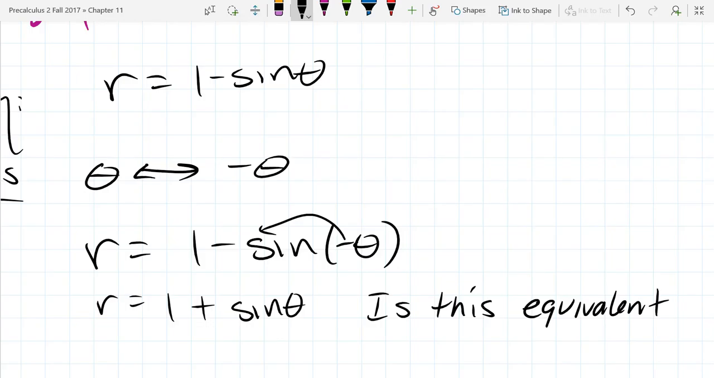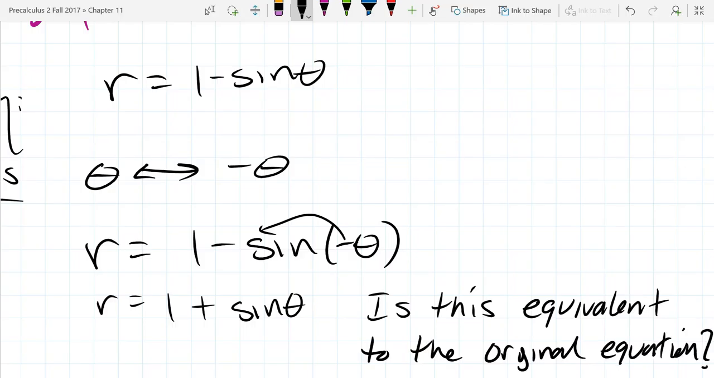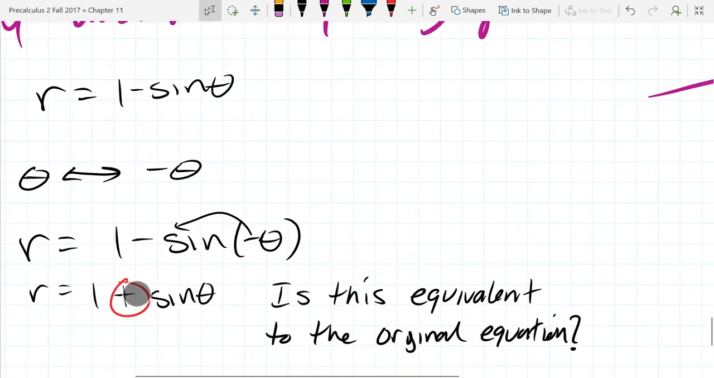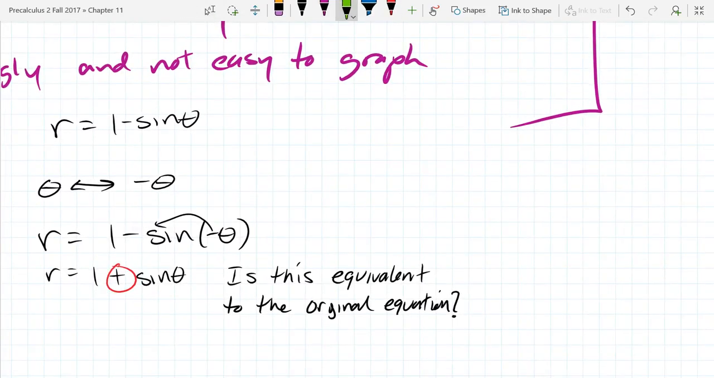So you have to ask yourself, is this equivalent to the original equation? So why is this not equivalent to the original? What's messing it up? The original's at the top of the board. Got an r, it's got a 1, it's got a sine. What's the difference? So that guy should be a minus right there.